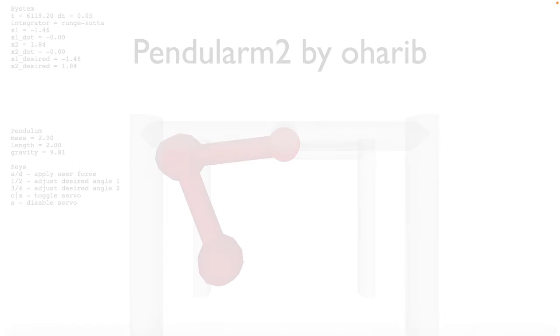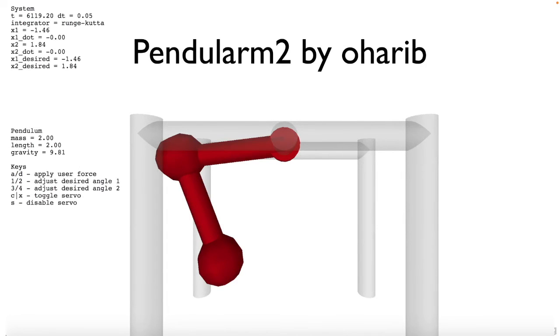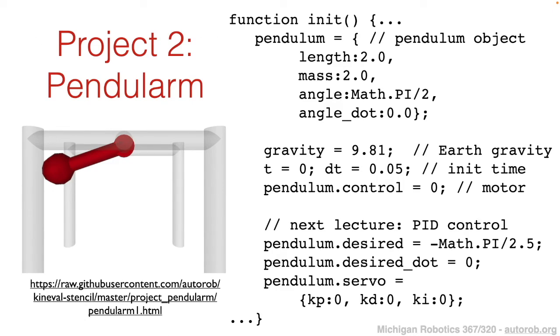Just to show that it is possible, one of the former students from this class actually did implement the double pendulum in their simulator, which was pretty neat.